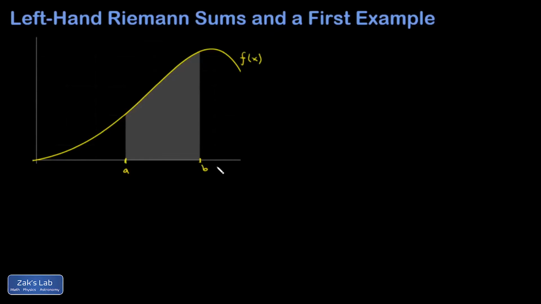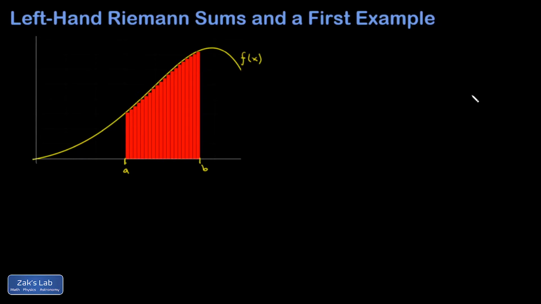Let's consider a function f of x, just some generic function, and I'm interested in the area bounded by f of x on an interval a to b. Well, one way to approximate this is by simply slicing it into rectangles. And what I've done here is slice it into rectangles whose height is measured at the left end of the subinterval. So I would start at a and use f of a to get the height of the first one.